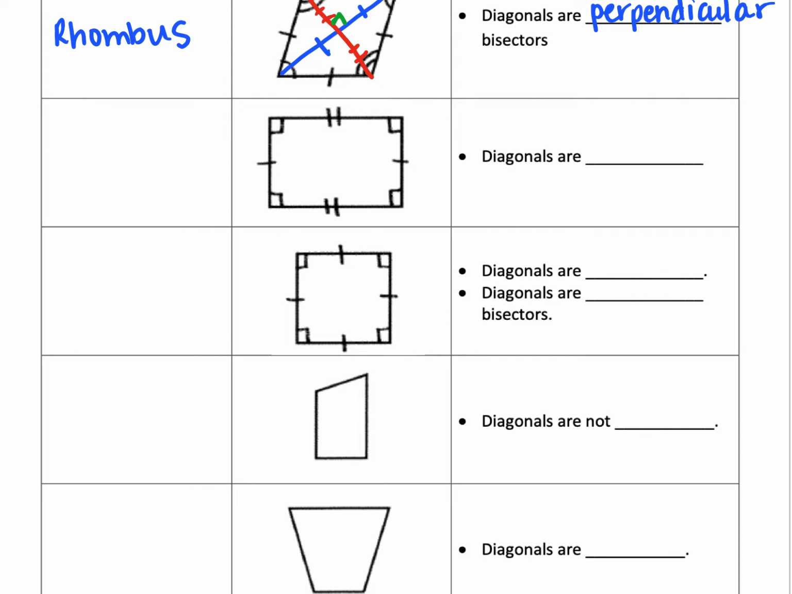Our next shape that we're looking at diagonals for is the rectangle. This is a rectangle because it has opposite sides that are parallel, opposite sides that are congruent, and all four angles are right angles. So the diagonals here are going to be congruent. So all of these pieces will all be the same length. So they do bisect each other, but they're also all congruent.